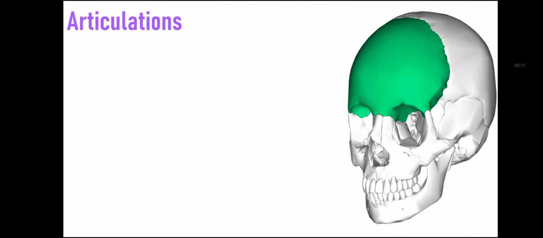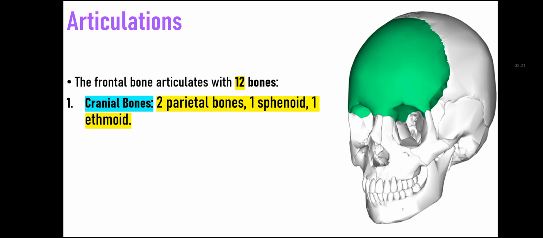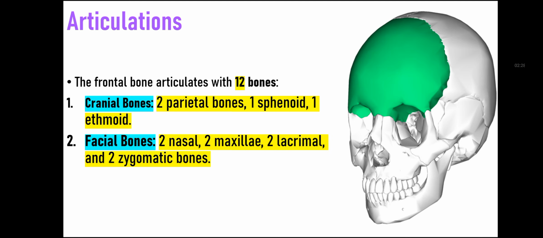Now let's talk about articulations of frontal bone. Frontal bone articulates with 12 bones. These bones are cranial bones, in which there are two parietal bones, one sphenoid bone, and one ethmoid bone. Facial bones, in which there are two nasal bones, two maxillae, two lacrimal, and two zygomatic bones. And all of these combine to form 12 articulations of frontal bone.